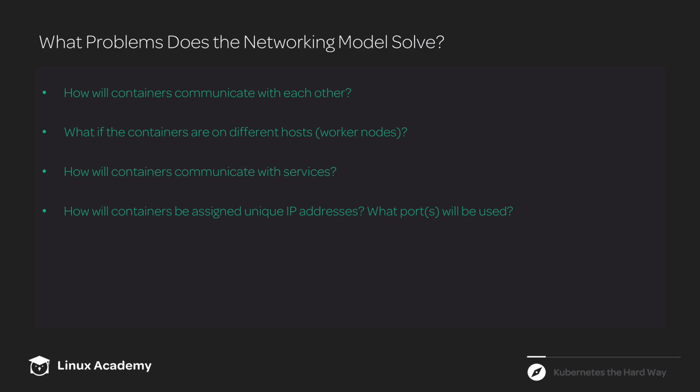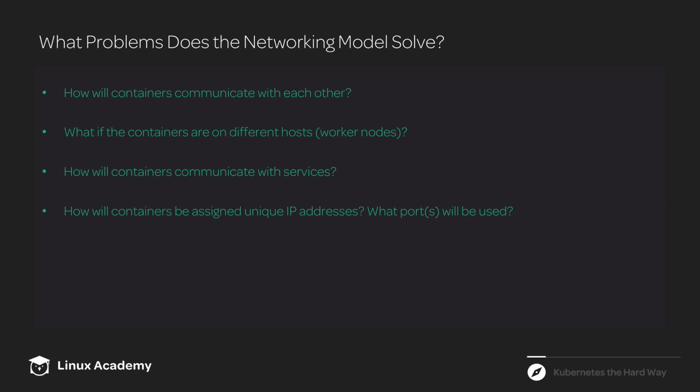So how are containers going to communicate with each other? If I've got one container and I need to communicate with another container over the network, how are we going to handle that? What if those containers are on different hosts? In Kubernetes, we have a distributed system. We have the ability to have multiple worker nodes. What if one of my containers is on one worker node and the other container is on another worker node? How are those two going to communicate with each other?